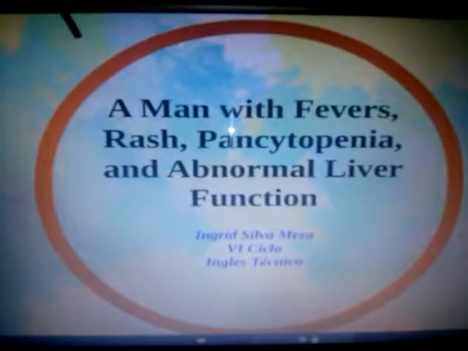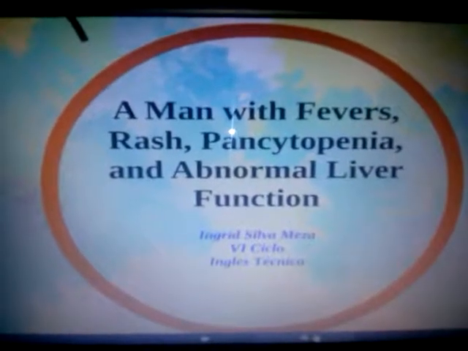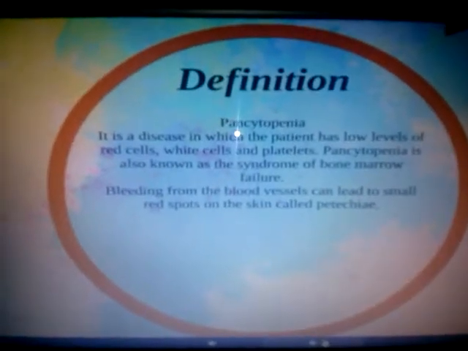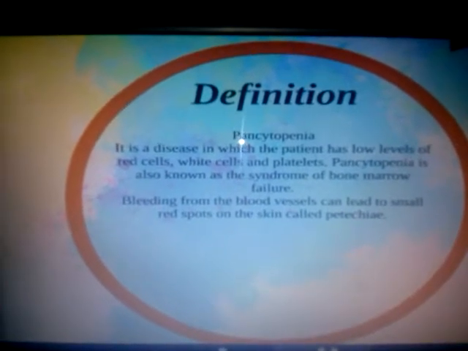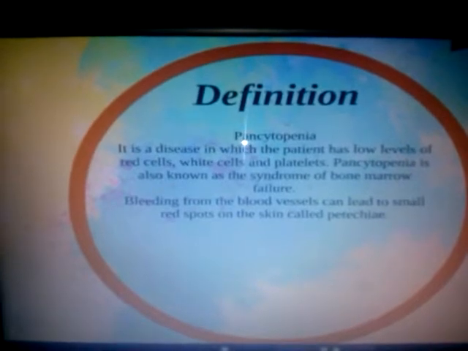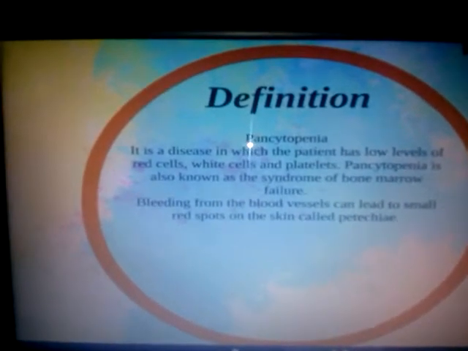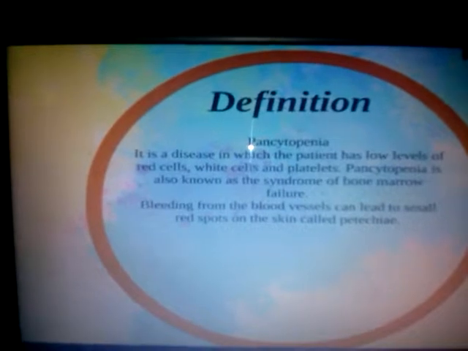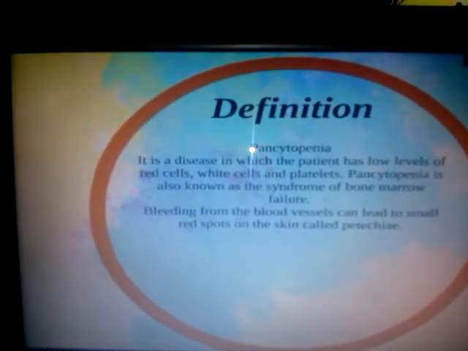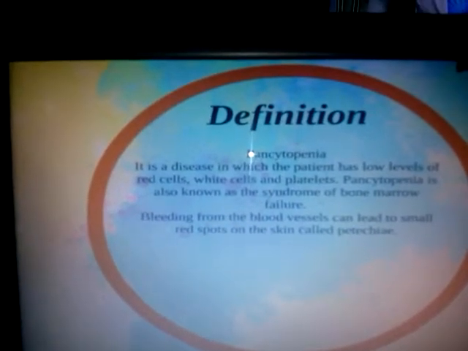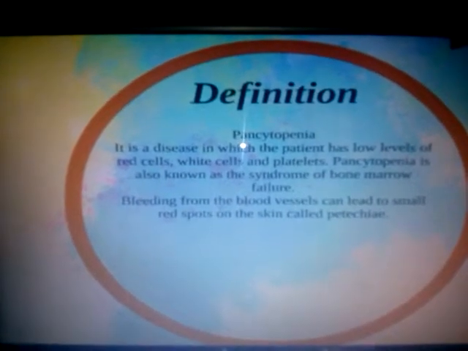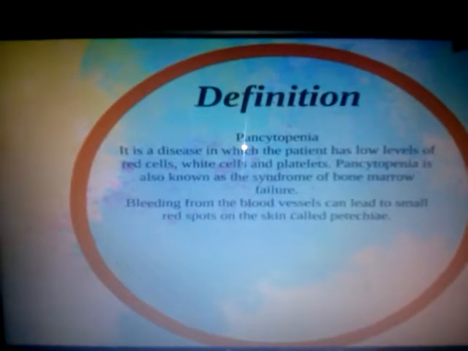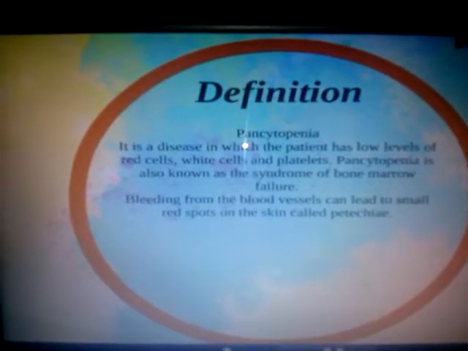A man with fevers, rash, pancytopenia, and abnormal liver function. Definition: pancytopenia is a disease in which the patient has low levels of red cells, white cells, and platelets. Pancytopenia is also known as the syndrome of bone marrow failure. Bleeding from the blood vessels can lead to small red spots on the skin called petechiae.